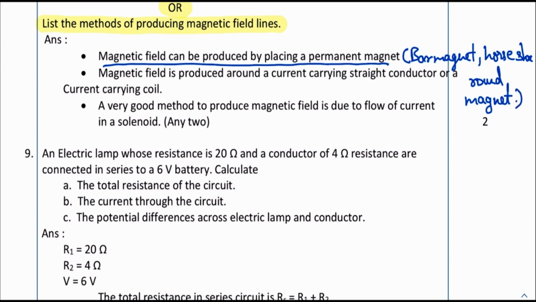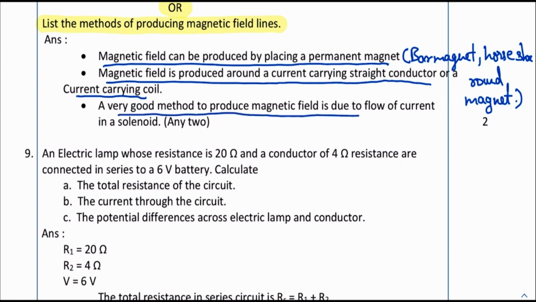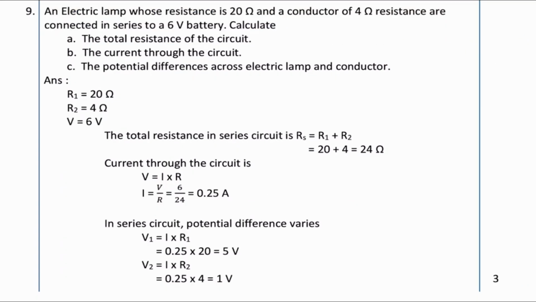Okay. Next, a magnetic field is produced around a current carrying straight conductor or a current carrying coil. You can simply write it as any current carrying wire contains a magnetic field. Next, a very good method to produce a magnetic field is due to the flow of current in a solenoid. You can write any two, and you can also simply write any line and give some examples.